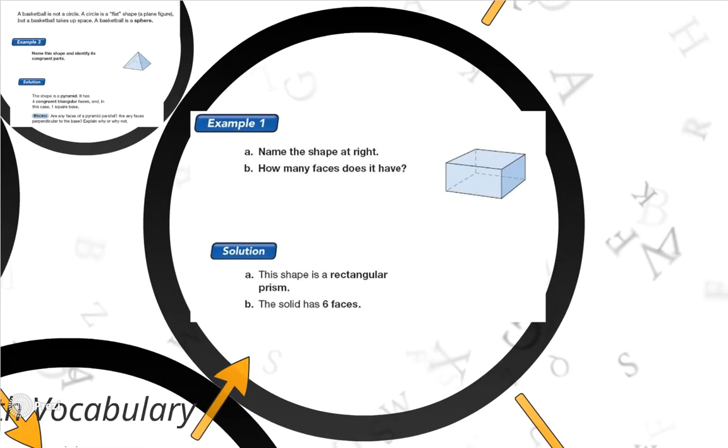Here's our example number one. We got to name this shape. Okay, so remember from our vocabulary, you should be able to name the shape. This is not a cube because this face is not congruent to this face. So it is a rectangular solid, or rectangular prism. And so how many faces does it have? So we have to count each face of this solid, and depending how you look at it, there's one face here. There's one face perpendicular to this face in front, and then there's a face here which is perpendicular to this face. So like a dice, it has 6 different faces.